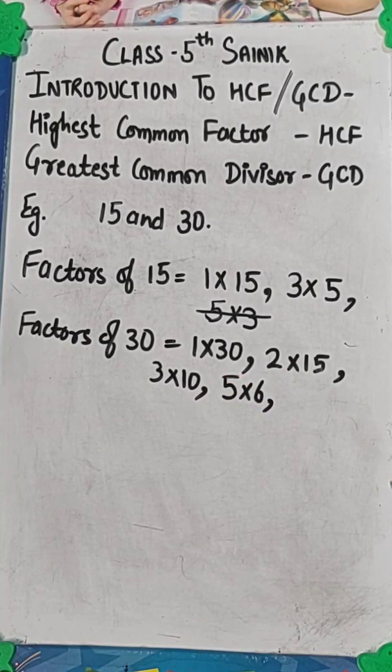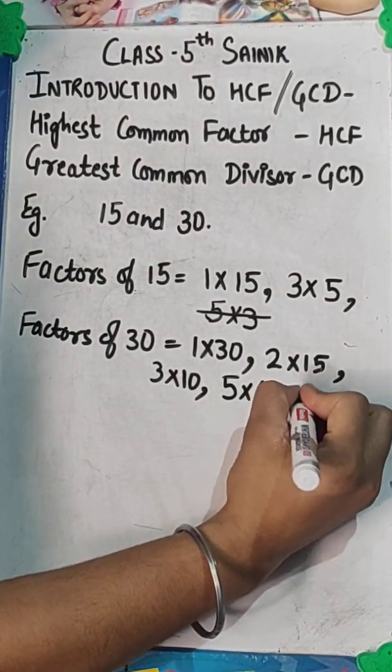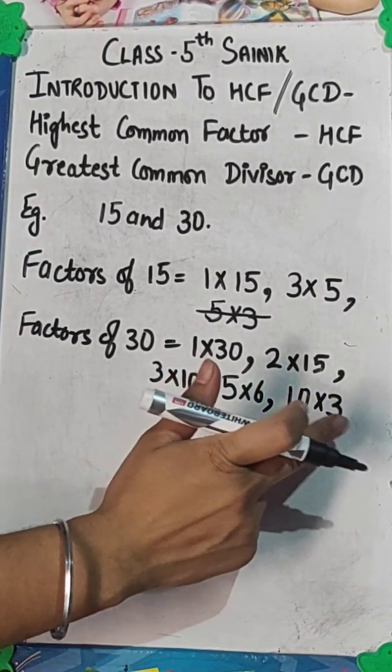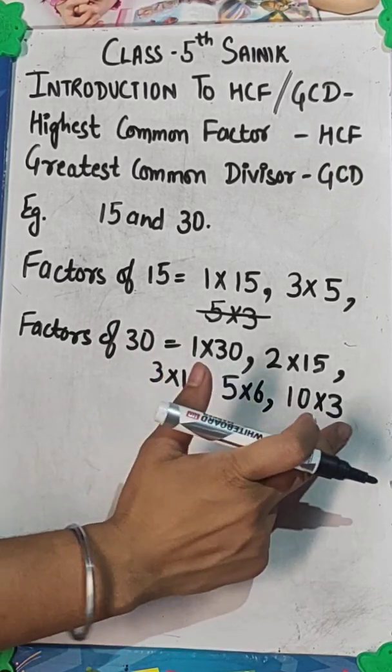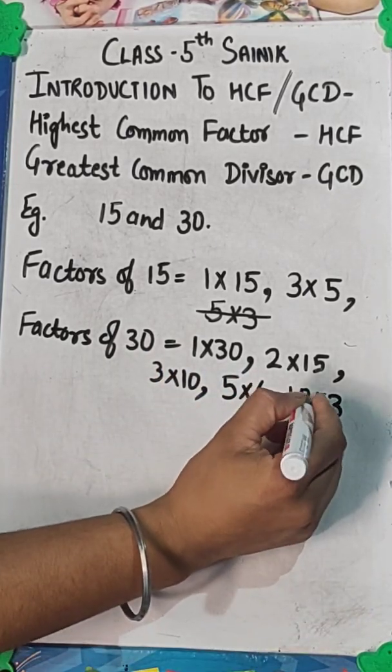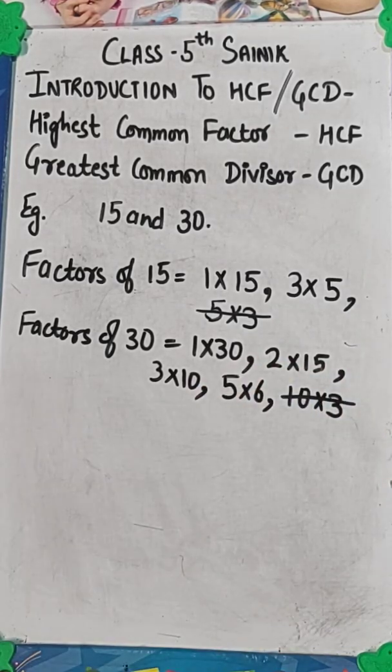After that in the table of 7 it will not come. In the table of 8, 30 will not come. In the table of 9 it will not come, in the table of 10 it will come. What will we get? It comes on 3 means 10 into 3. Now as you can see that repetition starts again. 3 into 10, 10 into 3 are same. Means no need to write it and our factor got completed.